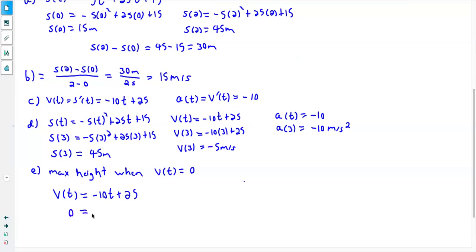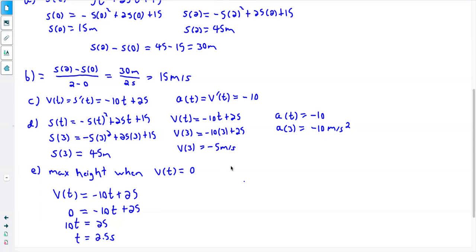So we've got zero is equal to negative 10 times t plus 25. We'll move the 10 to the other side. So that gives us 10t equals 25. Divide both sides by 10, and that gives us t is 2.5 seconds. So we know our max height occurs at a time of 2.5 seconds.